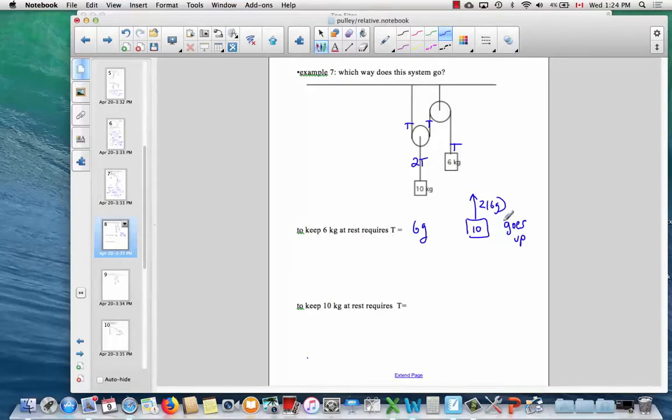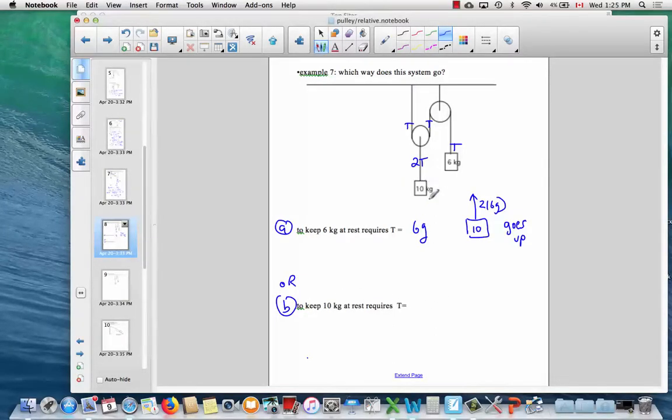Now, if that argument suffices to tell us that this mass is actually going up and this mass is going down, I'll say this is like argument A. Or if you want, you could also make argument B to get a consistent solution.